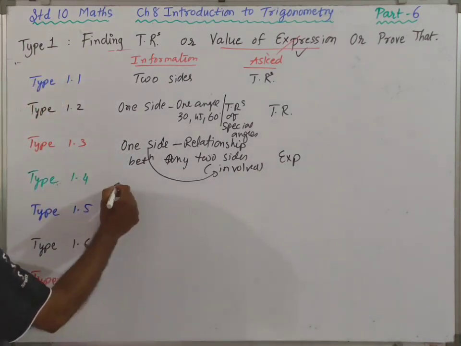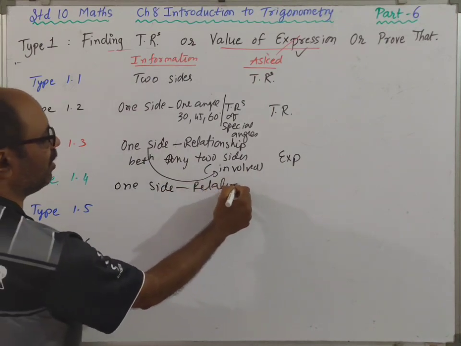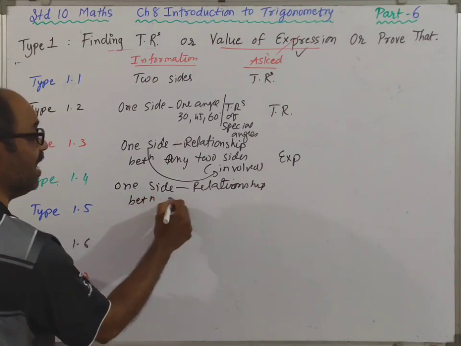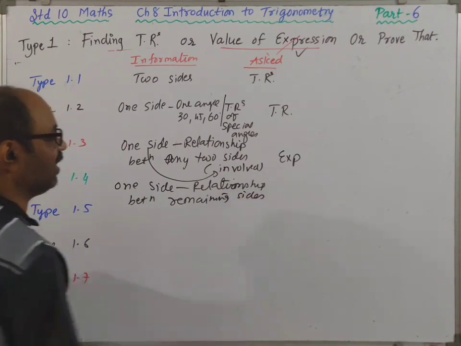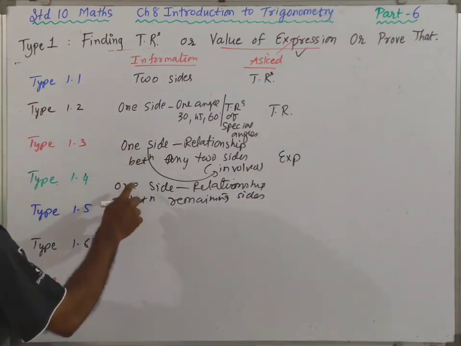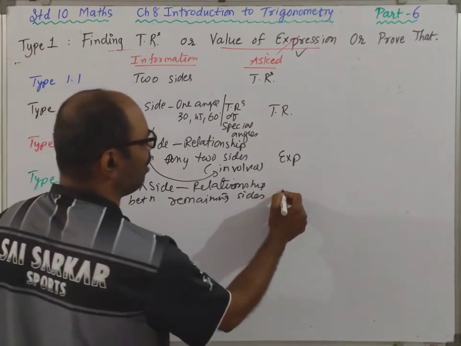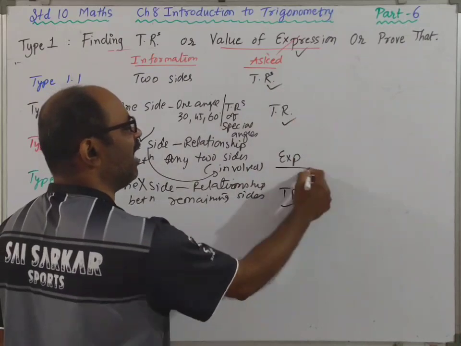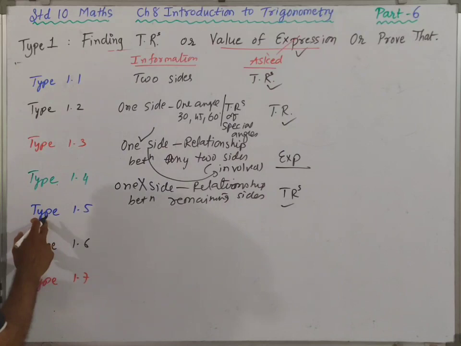Okay. Here, one side is given and a relationship is given, but between the remaining two sides. The given side is not involved here. And you have to find the value of a trigonometric ratio. The value of a trigonometric ratio has to be found in every one of these, whether it is the expression or otherwise. Alright? Let's go. Type 1.5. What was that?